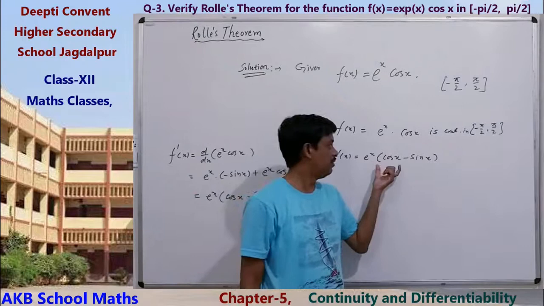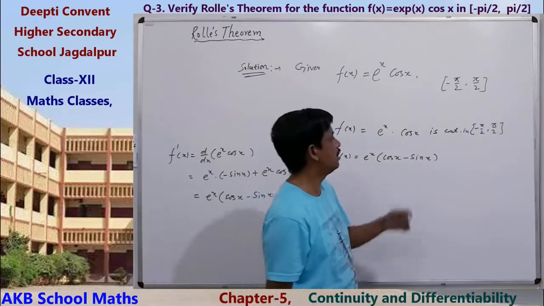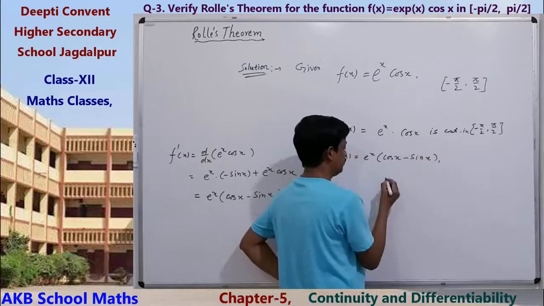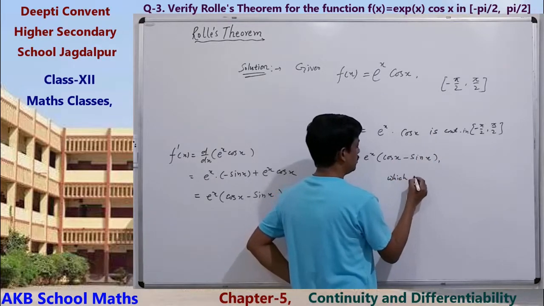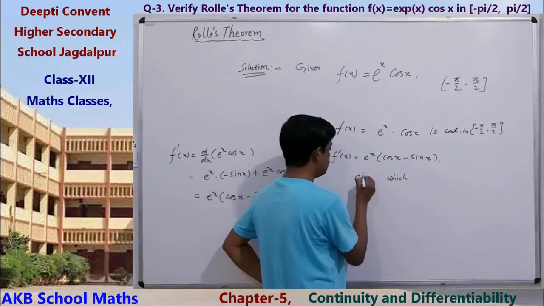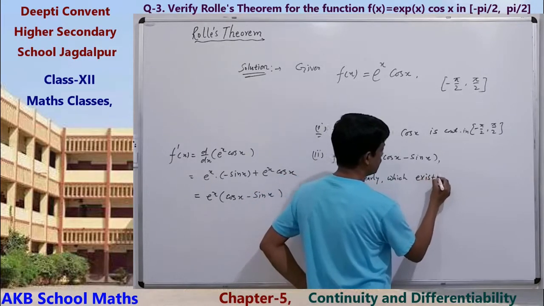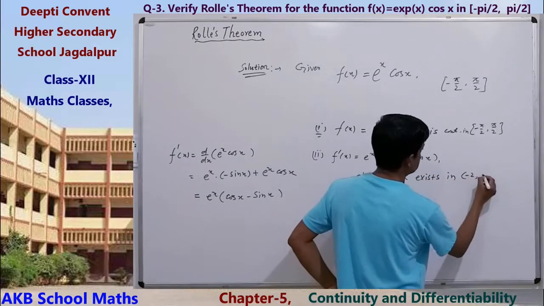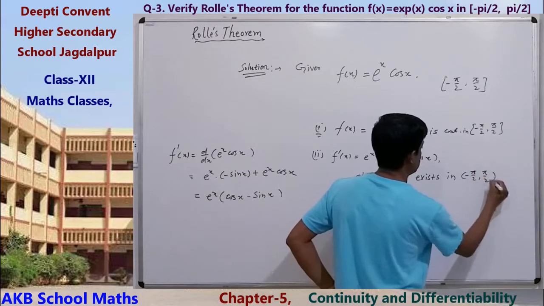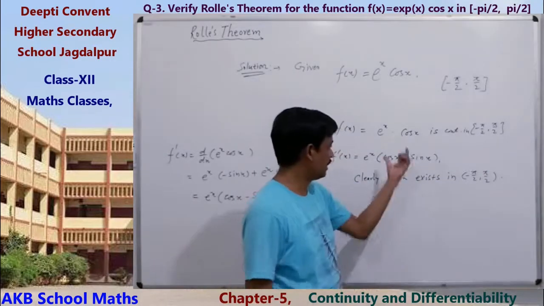The value of f dash x very clearly exists in the open interval minus pi by 2 to pi by 2, because the open interval minus pi by 2 to pi by 2 exists.